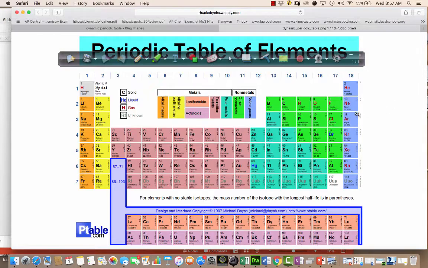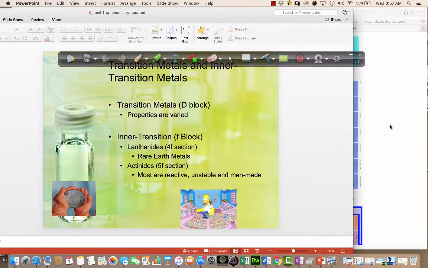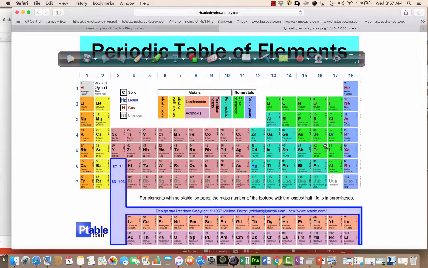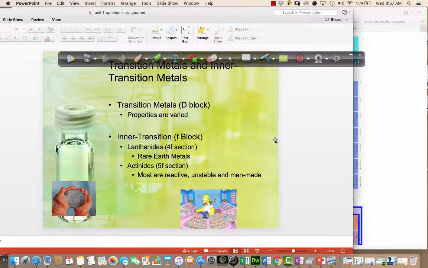Now then we have our D block. Our D block has our transition metals. Now there are actually a few metals in here that are not considered to be transition metals, like zinc. So our transition metals are in our D block. The properties are very varied. They're very different from each other. Now, a lot of these elements are used in organic reactions as catalysts, and they also make colored complexes. So basically, if you have a transition metal ion in a solution, it will be colored, except for zinc, which is one of the reasons it's not considered to be a transition metal.